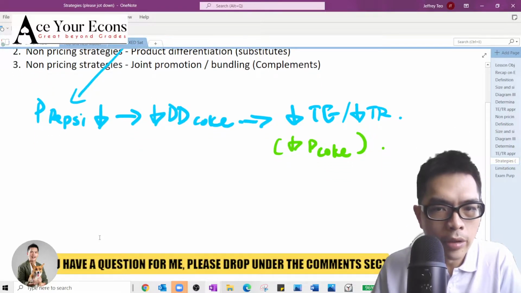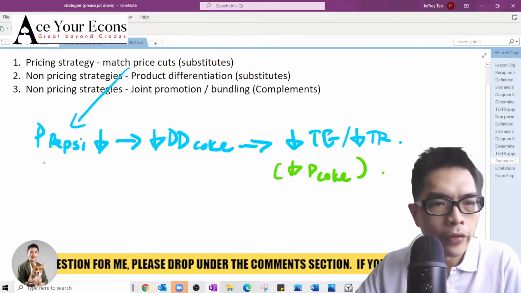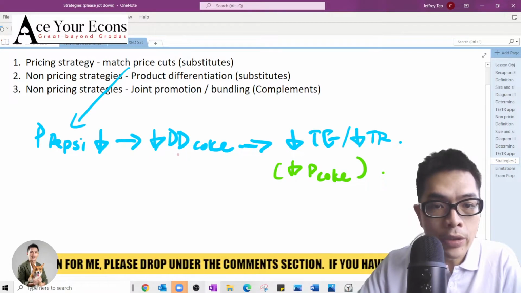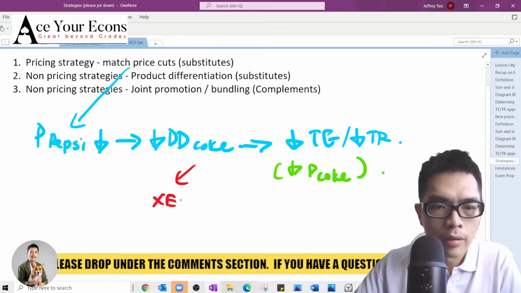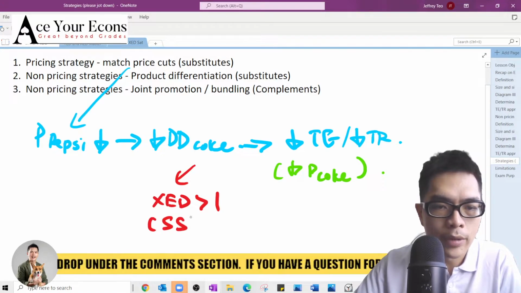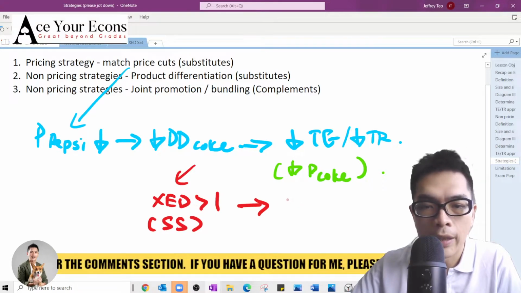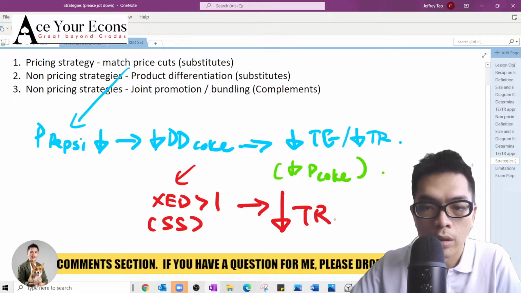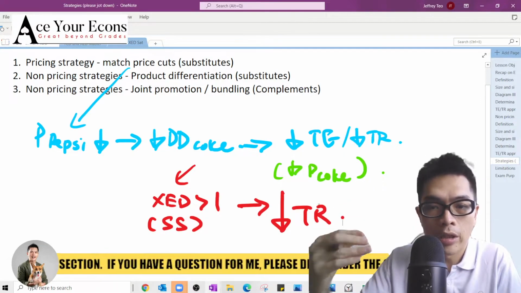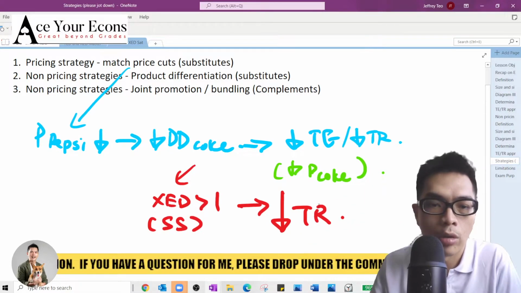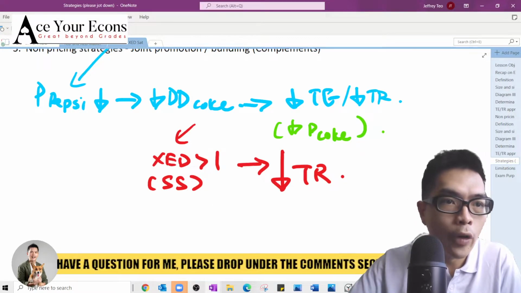So for instance, I'm going to use product differentiation. So we know that if there's a fall in price of Pepsi, this will lead to a fall in demand for Coke. And if XED for Coke is more than 1, it means that it's a strong substitute, right? Yes? This is the assumption. So your total expenditure or total revenue will fall a lot more. Agreed? When there's a fall in price of Pepsi, demand goes down and it's going to fall a lot more. So for a Coke producer, we are focused on this.